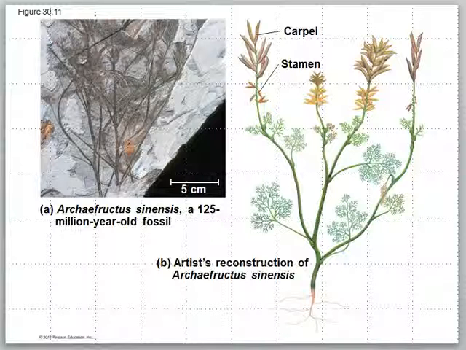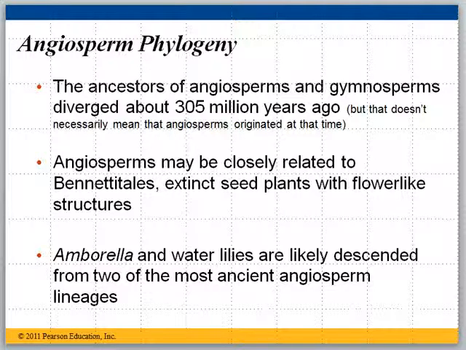As far as the phylogeny and how they are evolutionarily related to one another, the ancestors of the angiosperms and gymnosperms diverged probably about 305 million years ago. That doesn't necessarily mean that angiosperms originated at that time. It just means that was the point at which they had a shared common ancestor most recently. Angiosperms may be closely related to something called bennettitales. They are extinct seed plants with flower-like structures, and amborella and water lilies are likely descended from two of the most ancient angiosperm lineages. So this is some of the information that we're still trying to work out as we gather more fossil data and the like.